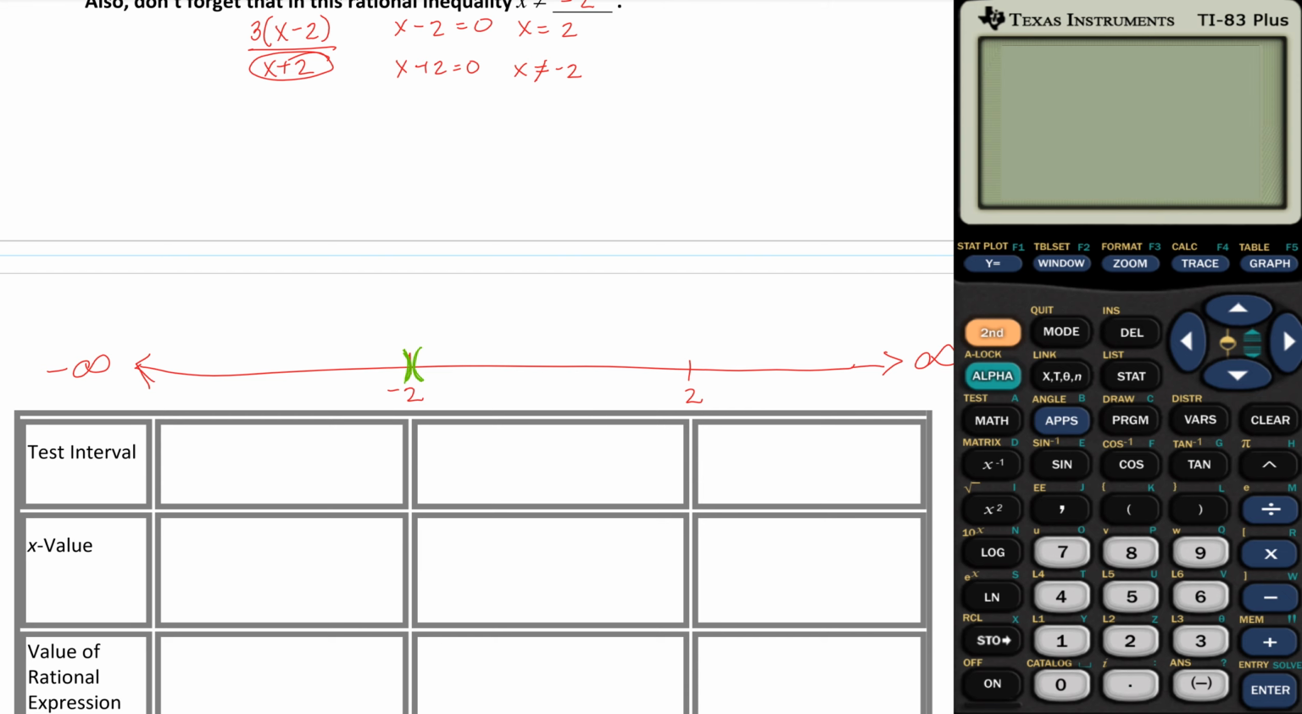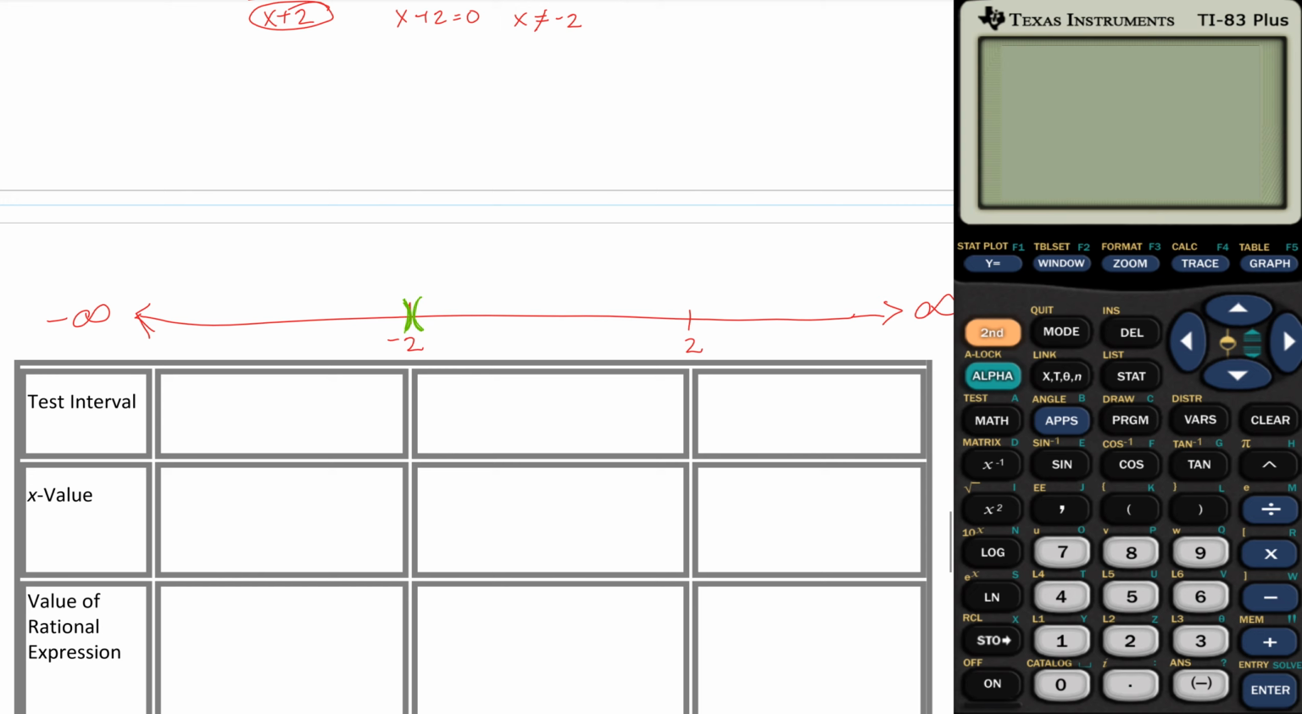Now, just like before, my test intervals are between -infinity and -2, between -2 and 2, and between 2 and infinity. I'm going to choose my x values. I'm going to choose -3, I'm going to choose a 0, and I'm going to choose a +3. So these are my x values that I'm going to plug in.